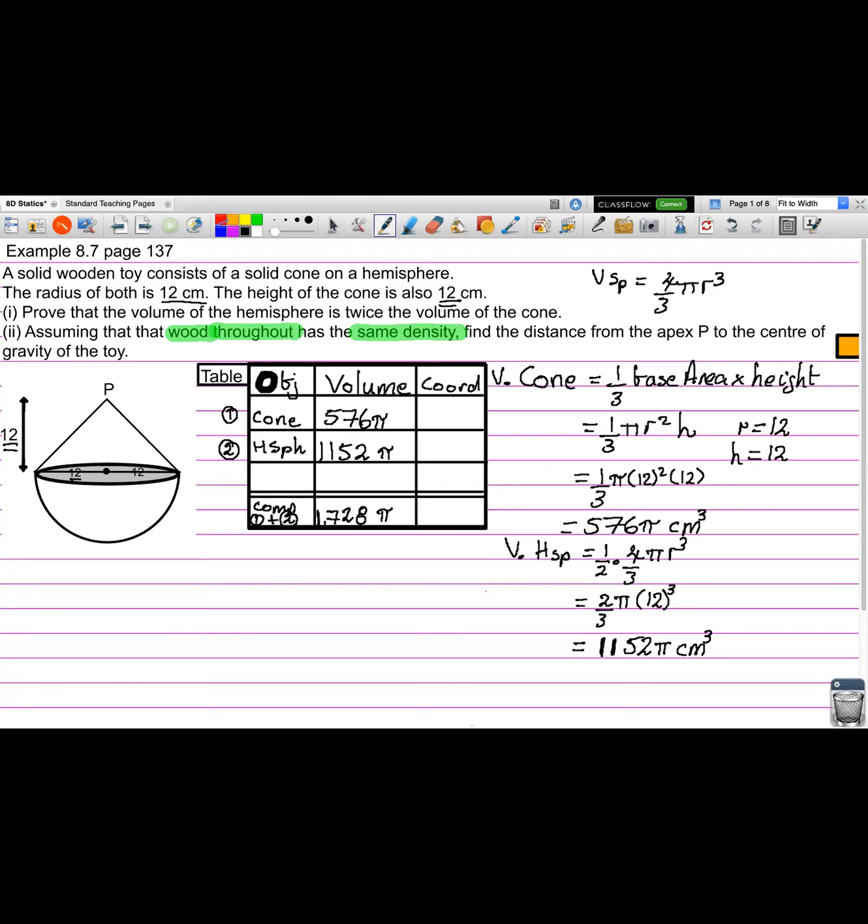Now what we're going to do is we're going to use a coordinate system. Now they've been a bit irritating because they've actually, I think, asked it. They want to find it, assuming that the wood is the same throughout.